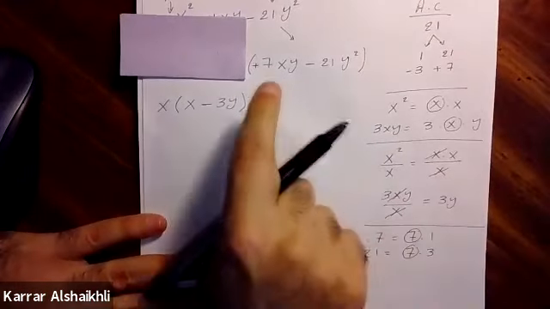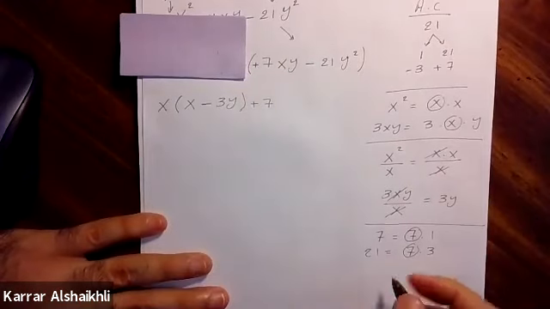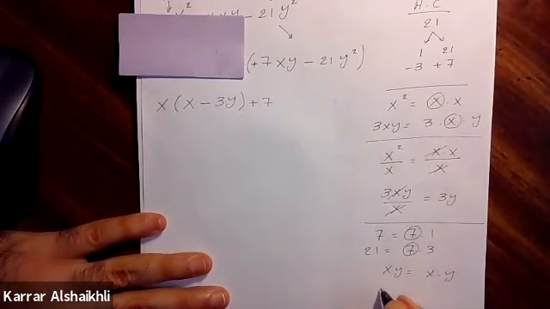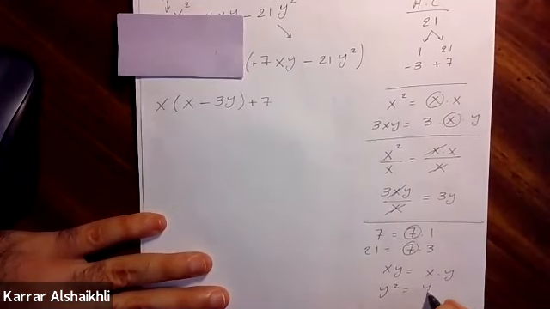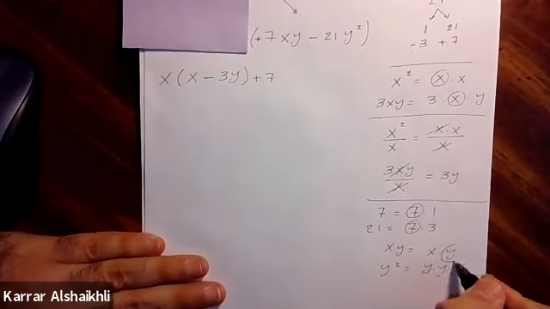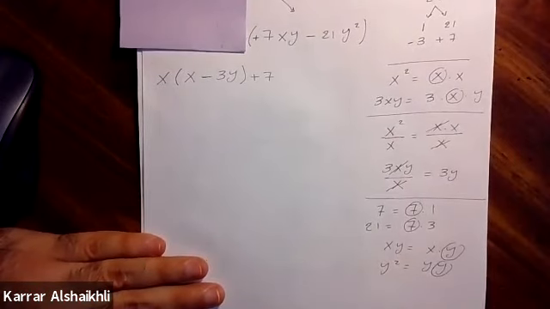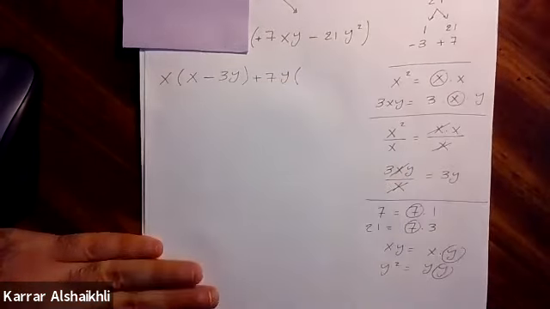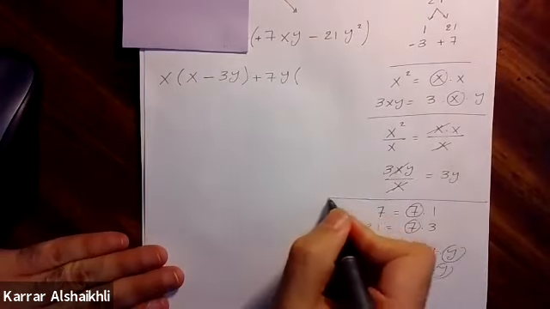Now, xy and y squared. Xy means x times y. Y squared means y times y. So what's the common between the variables? It's the y. So I'm going to say 7y. Now we have to write down the leftover.